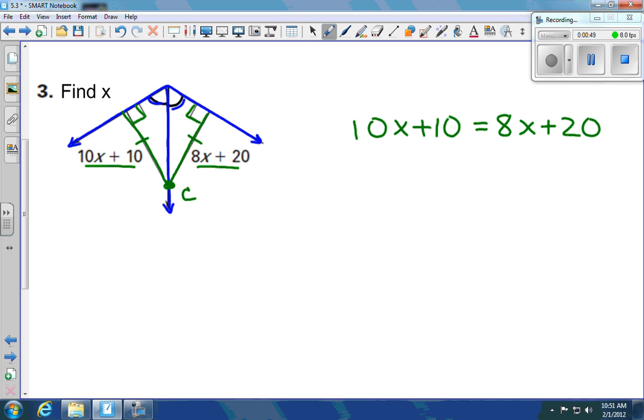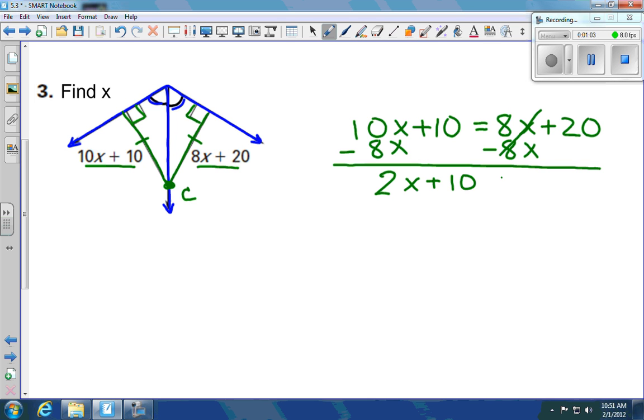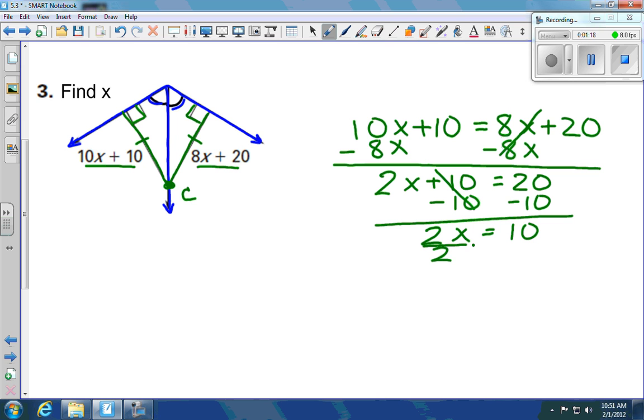And now all I need to do is solve for x because that's what this question is asking me to do. Okay, so the first thing I do is subtract the 8x. Those cancel out, leaving me with 2x on the left side plus 10 equals 20. I'm going to then subtract the 10. So those cancel out, leaving me with 2x equals 10. And my last step is to get rid of the 2 by dividing. Okay, so my answer, x is equal to 5.